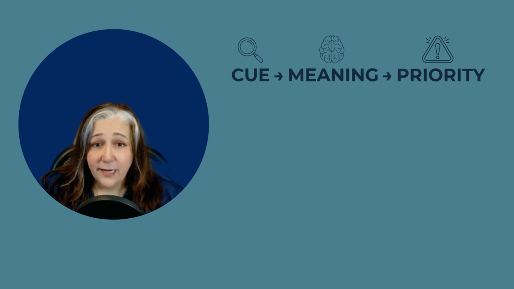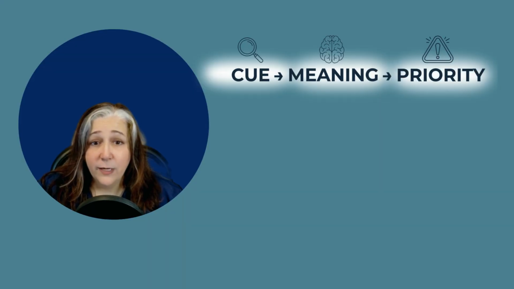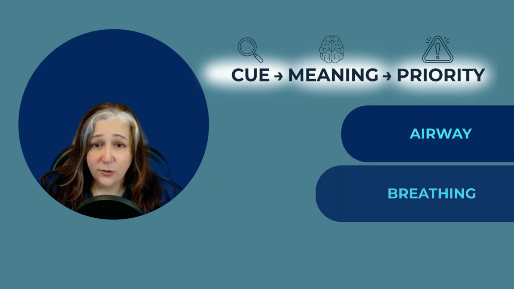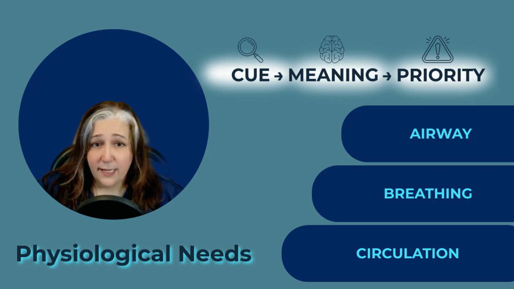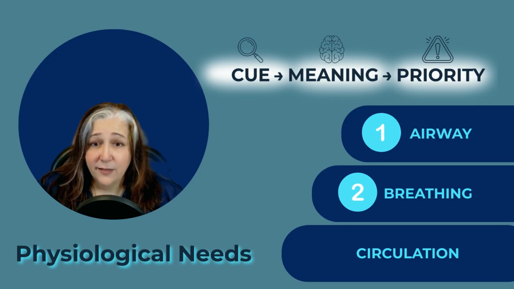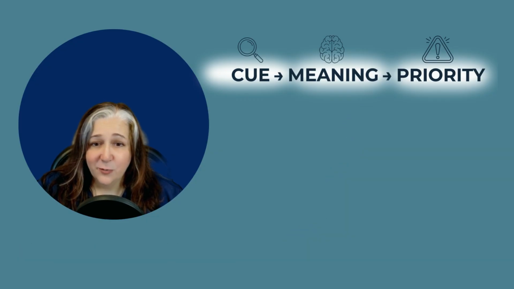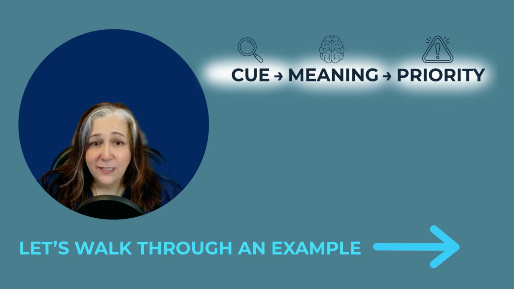You're starting off by identifying cues that stand out, then interpreting what those cues mean for the client, and finally determining which cue signals the greatest threat. ABCs and Maslow's hierarchy help you organize that risk. Remember, airway comes first, then breathing, then circulation, and physiological needs form the foundation for all priorities. Let's walk through an example together so you can see how the decode fits into a priority style question.